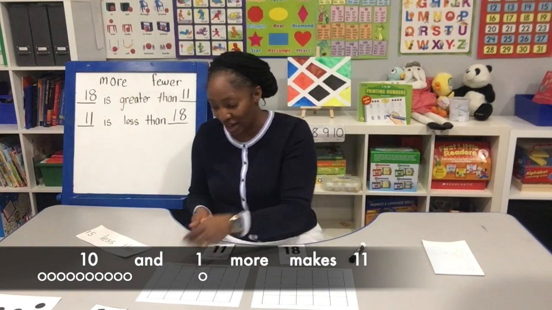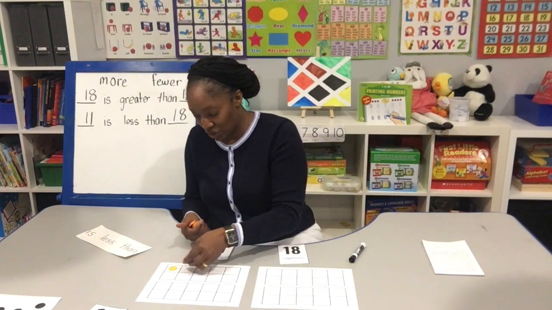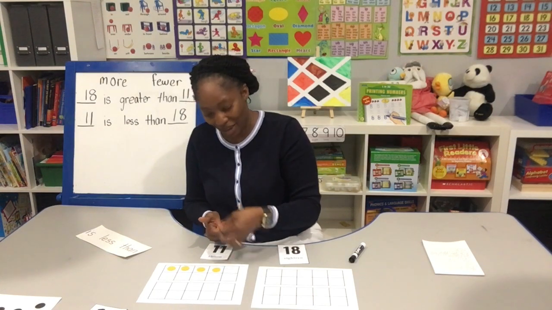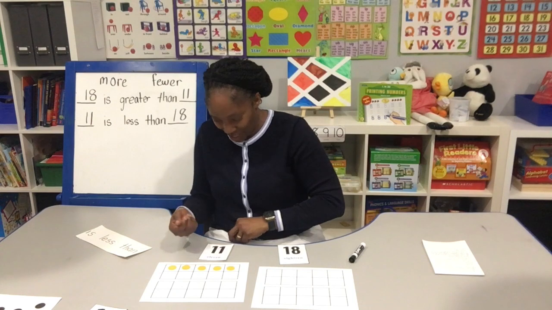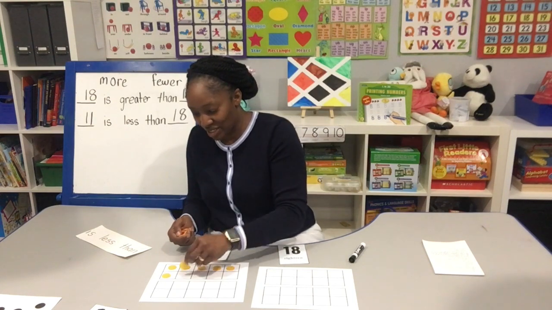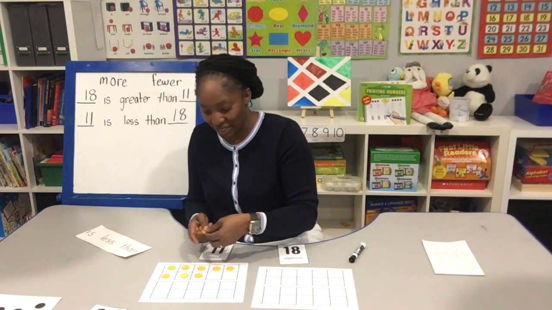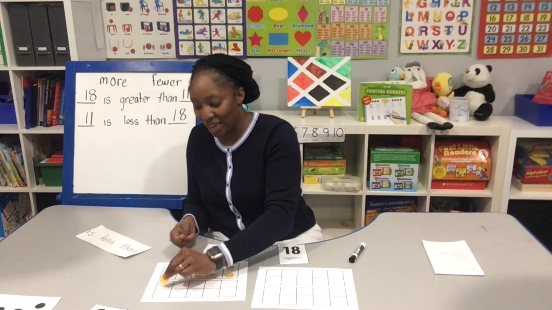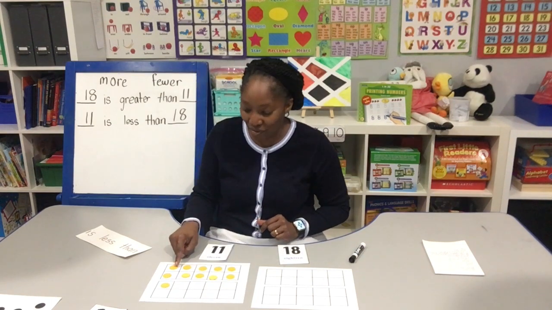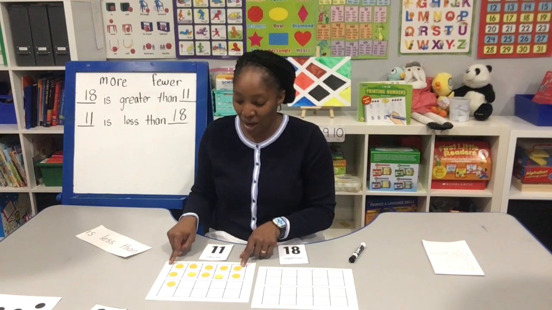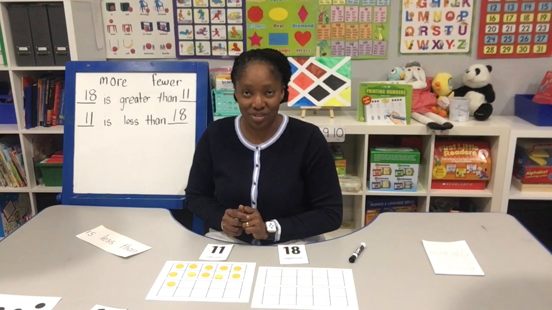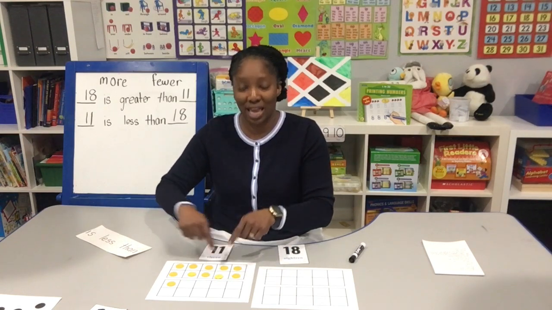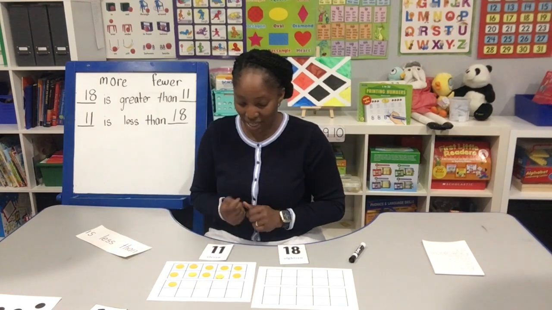We're going to start from 1. 1, 2, 3, 4. Count with me. 5, 6, 7, 8, 9, 10, 11. 11 yellow counters. I have 11. I have 10. The 10 frame is full. 10 and one more to make 11.